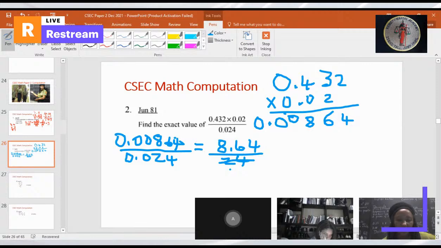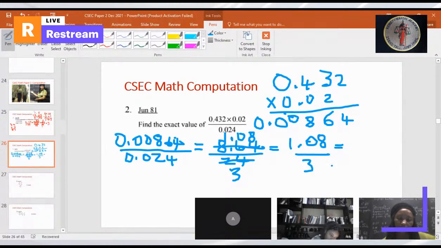All right. So 8 into 24 goes 3 times. 8 into 8 goes 1 time. And 8 into 64 goes 8 times. So we have 1.08 divided by 3. So go ahead. 3 into 1 goes 0 times. Remainder 1. All right. So the 1 would come here. And 3 into 10 goes 3 times. Remainder 1. Okay. All right. Very good, Asar.